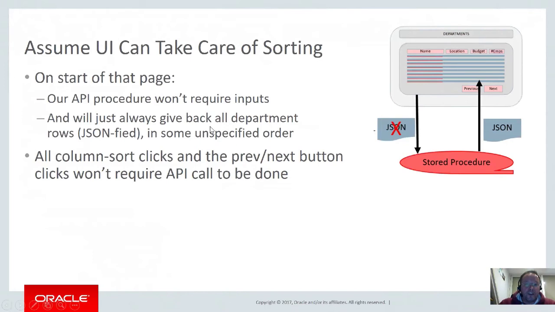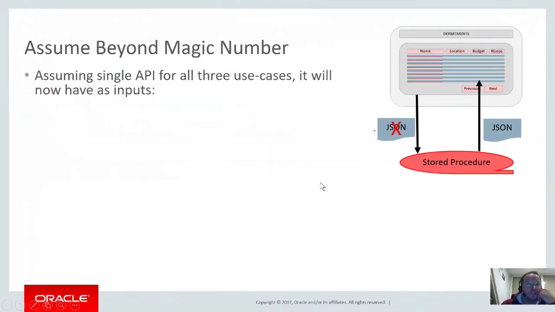We will just always give back all departments, JSON-fied in some mutually agreed way, and very likely in some unspecified order, because it's now the responsibility of the client here to sort them by name on entry on startup of this application, the first page. And again, all column sort clicks and the previous next button clicks won't require API calls to be done. So this would be an easy way if your use case allows it.